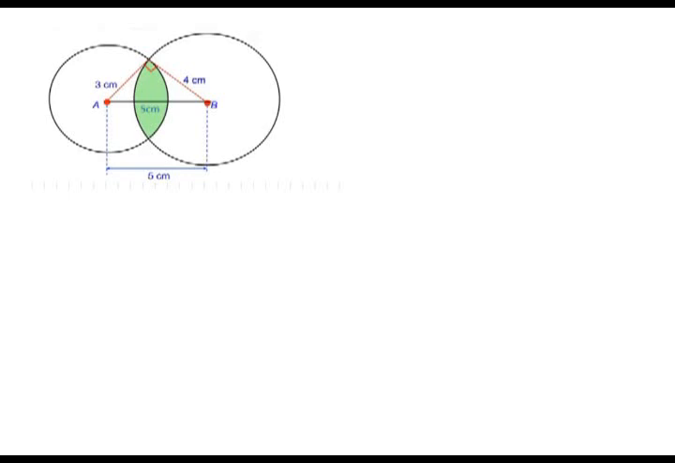Let me name this angle here theta and this one beta. Using trigonometry, we can find theta and beta. It's important you see that AB is the hypotenuse here. And so sine theta is equal to 4 over 5. This is equal to 0.8. Sine theta is equal to 0.8. Finding the inverse on both sides, theta is equal to 53 degrees.